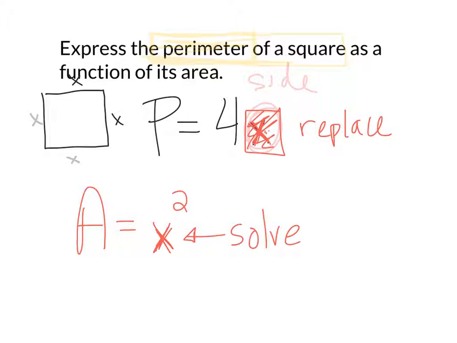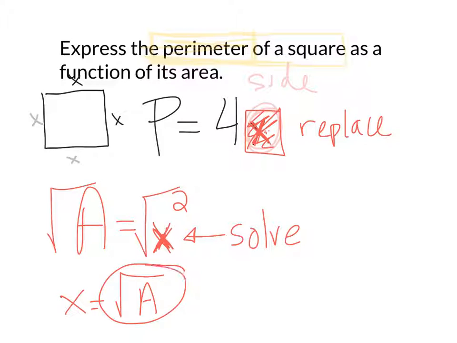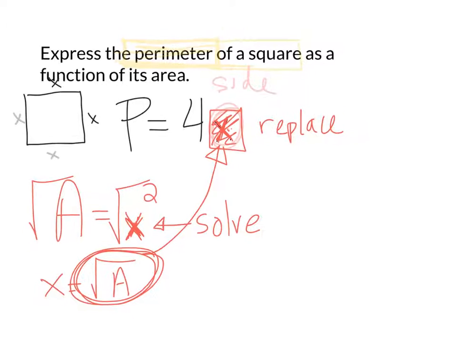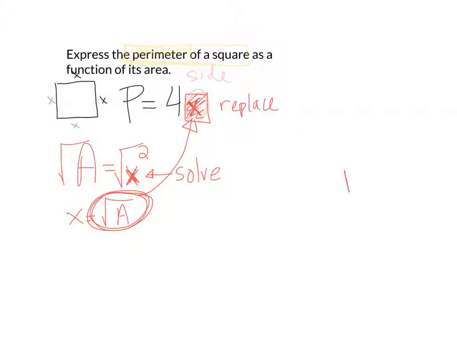So how do I solve this area formula? I take the square root of both sides, and x is the square root of the area. Okay, so instead of having an x up here in my perimeter equation, I now have the square root of the area. So everything else stays the same.